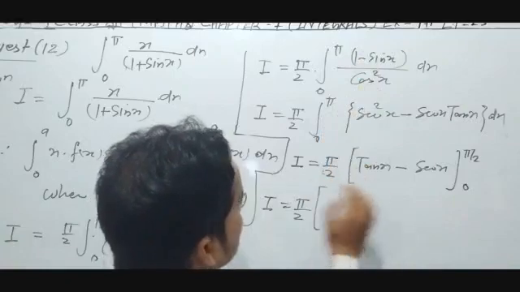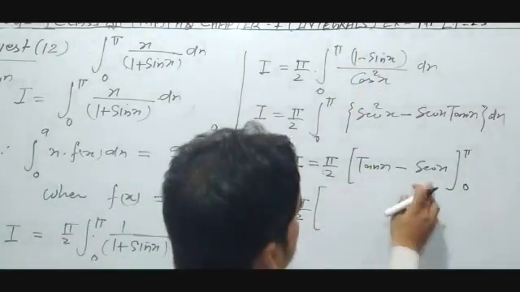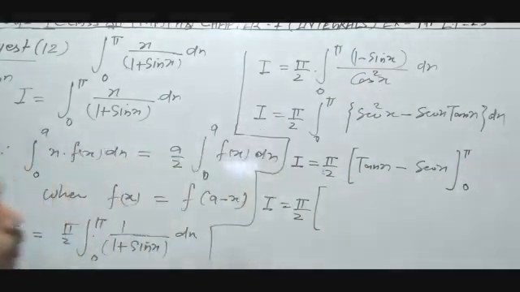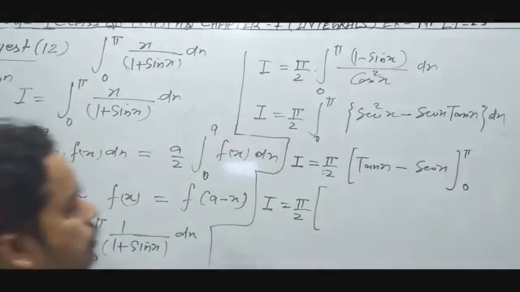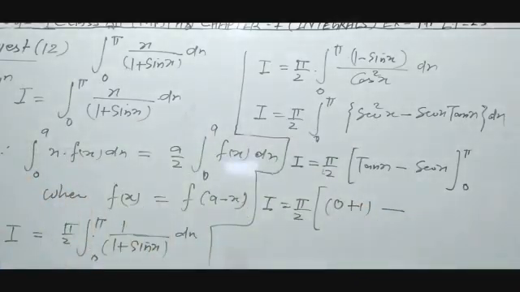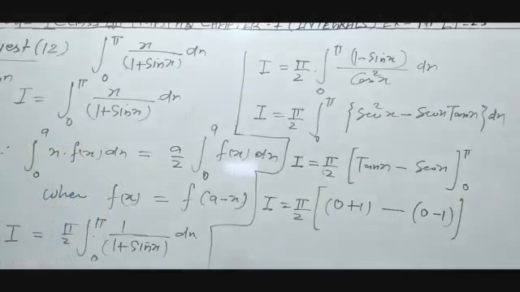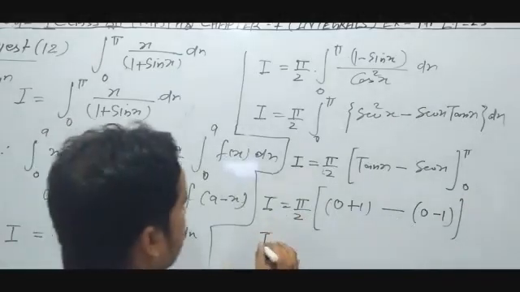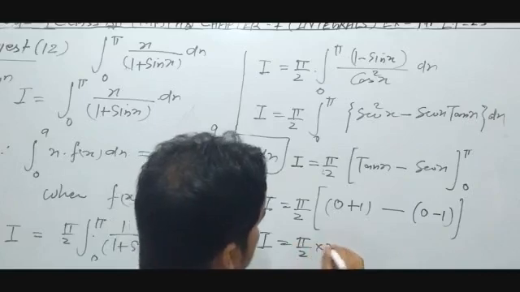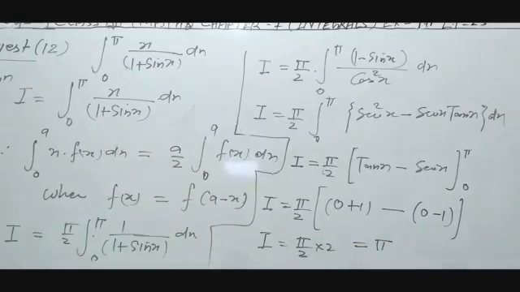So this is tan pi minus sec pi. Tan pi result is 0 and minus sec pi result is minus, minus 1. So this will be 0 plus 1. And with the minus sign, tan 0 result is 0 and sec 0 result is 1. So 0 minus 1. What result will you get? 1 plus 1. So I is equal to pi by 2 multiplied by 2, and this result will go to pi. So pi is the answer.